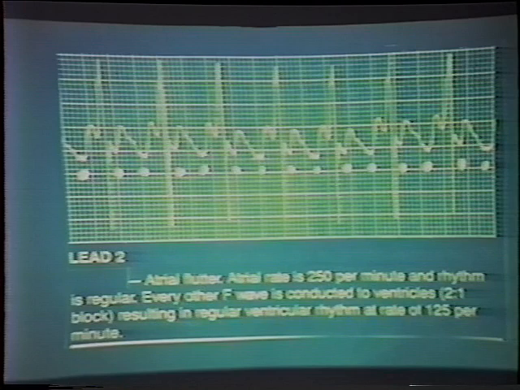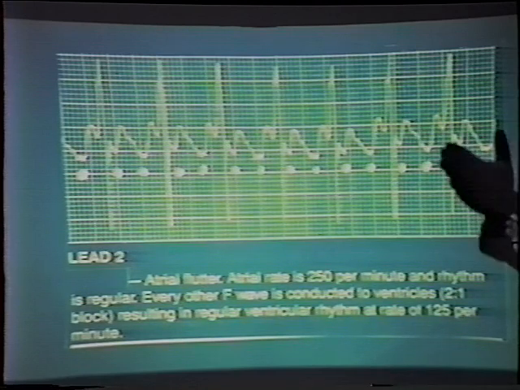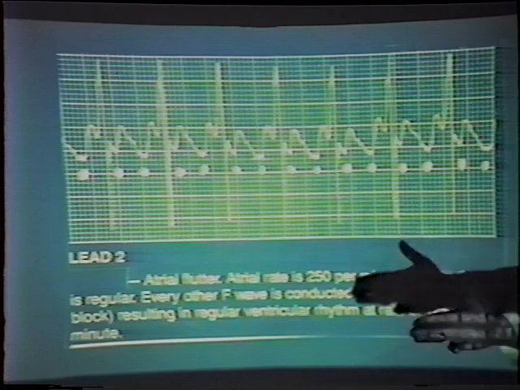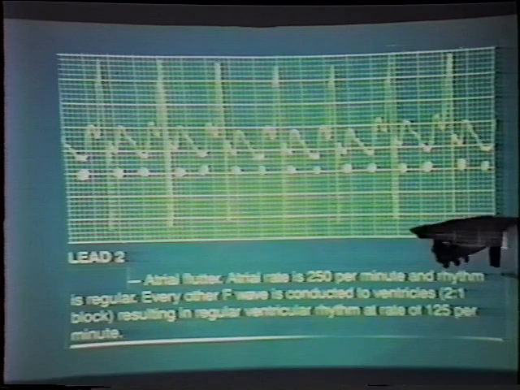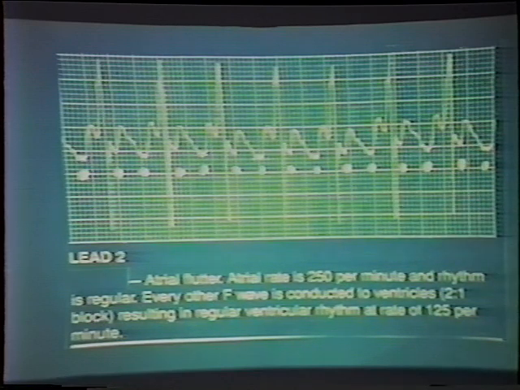Of course, if you had a QRS complex which was one-to-one with the flutter, the man would be arresting. It's too fast, 300. So usually you have two-to-one block, three-to-one block, four-to-one block. In this case, we have a two-to-one block, so that every other beat is conducting.